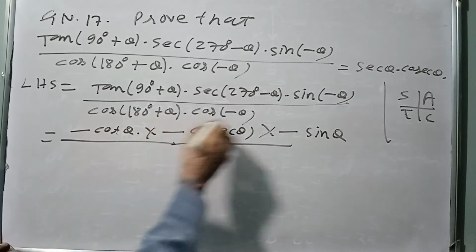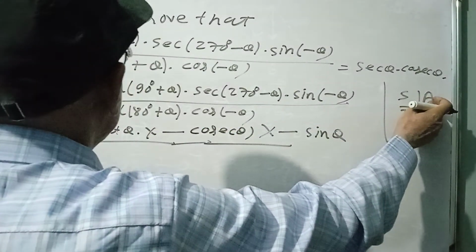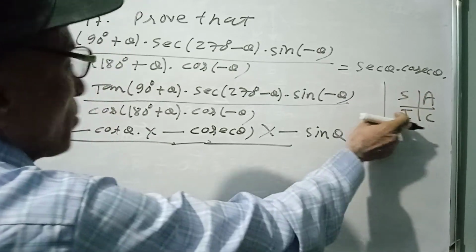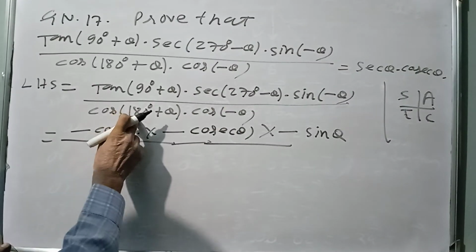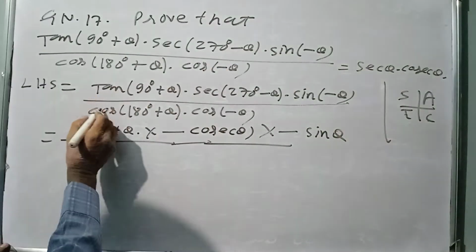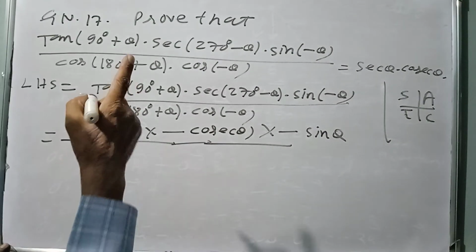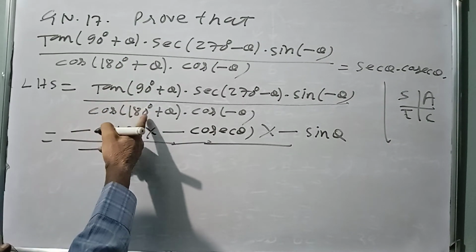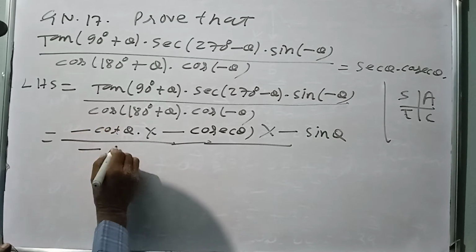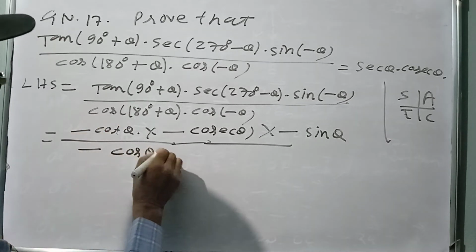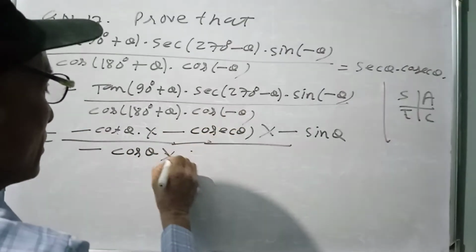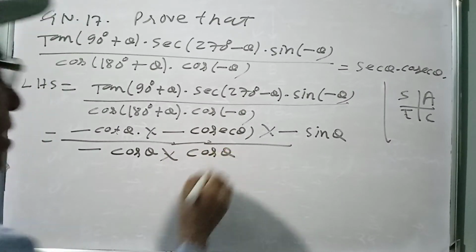Cos(180 degree plus theta), 2 into 90 plus theta. Third quadrant. In the third quadrant, tan and cot are positive, cos is negative, so write minus; the 90 coefficient is even, so cos stays cos. Cos(minus theta) is cos theta, formula.